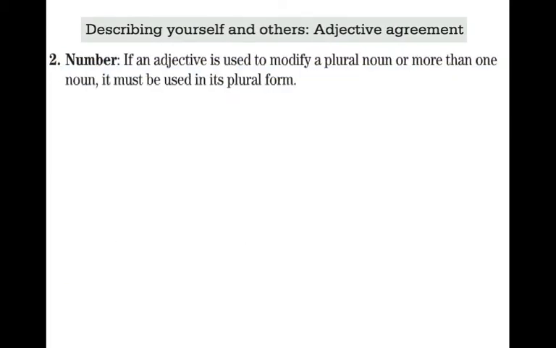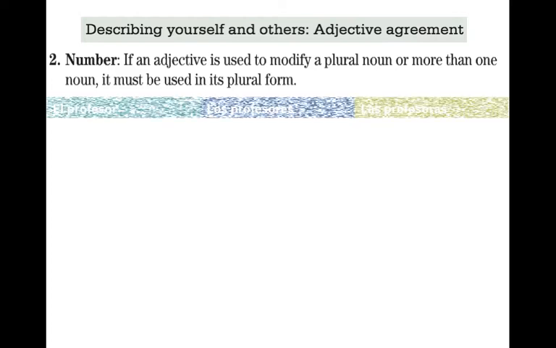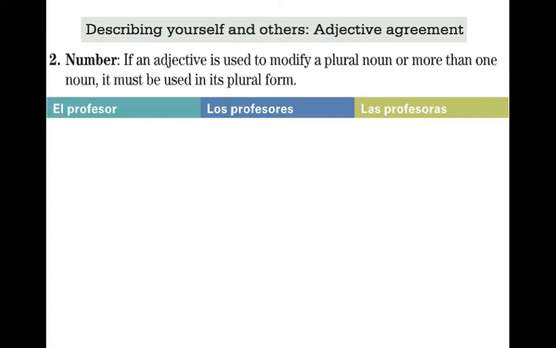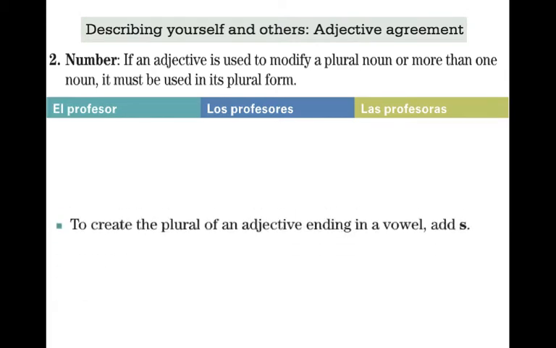Our next rule that we looked at, number. If an adjective is used to modify a plural noun or more than one noun, it must be used in its plural form as well. Let's take a look at these rules. To create the plural of an adjective ending in a vowel, you add S. Easy to do. El profesor simpático, los profesores simpáticos, las profesoras simpáticas. So you add the S to whatever form it is, simpático, simpática.